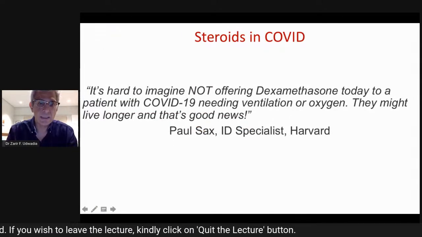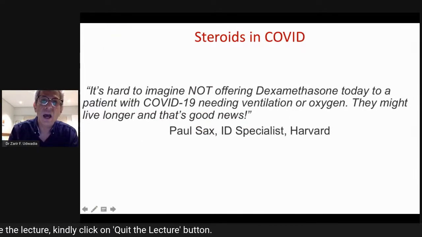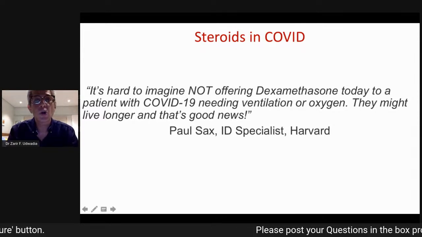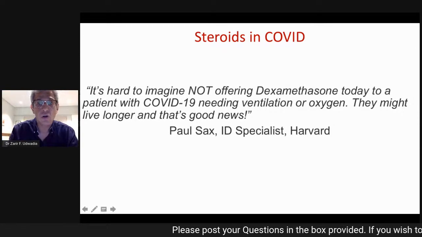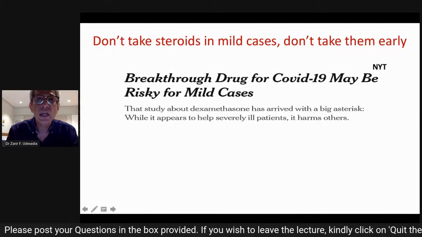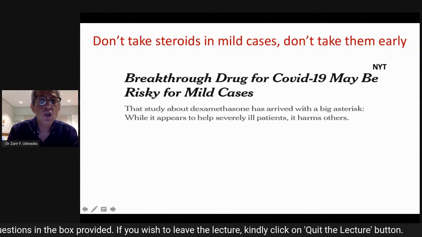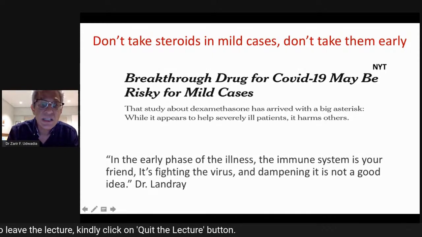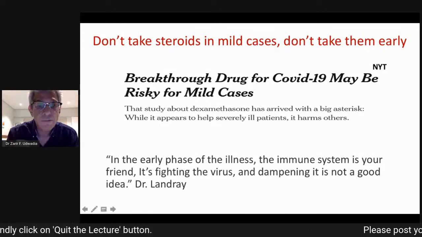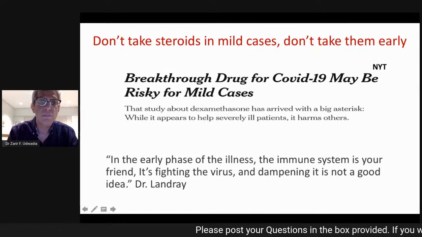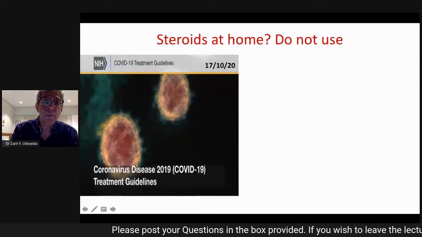Paul Sachs is a colleague at Harvard who said it's hard to imagine not offering DEXA today to a patient with COVID-19 who needs ventilation or oxygen. They might live longer, and that's good news. But don't take steroids in mild cases. Don't take them early, because in the early phase of your illness, your immune system is your friend. It's your only friend. It's fighting the virus, and dampening it with steroids may just not be a good idea.